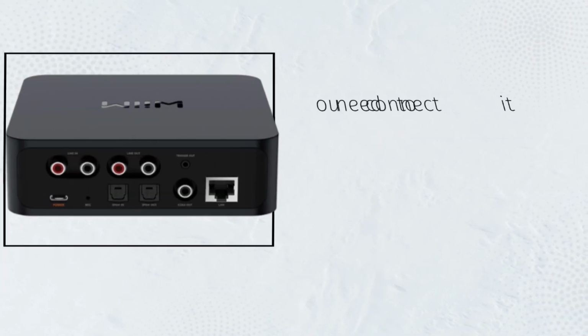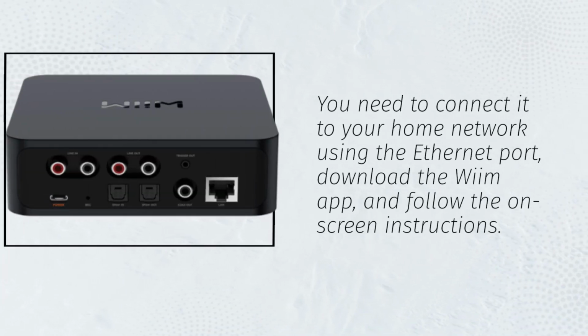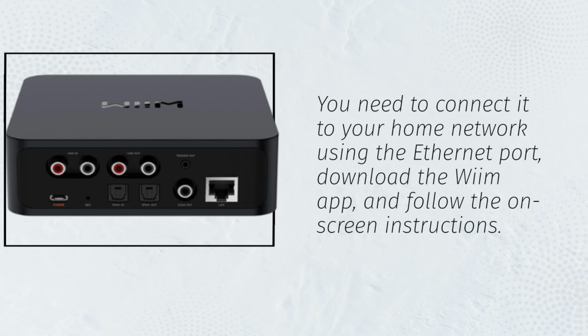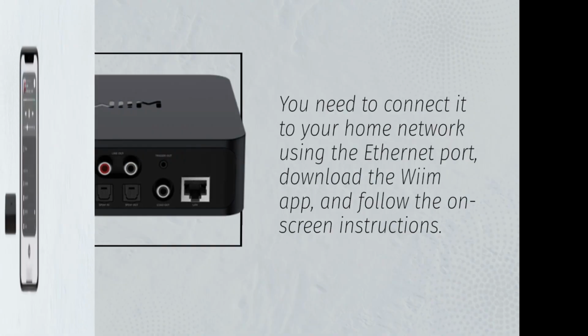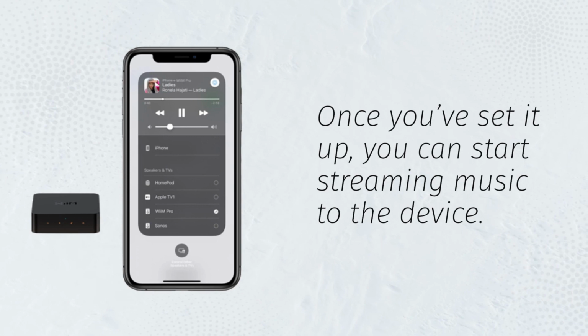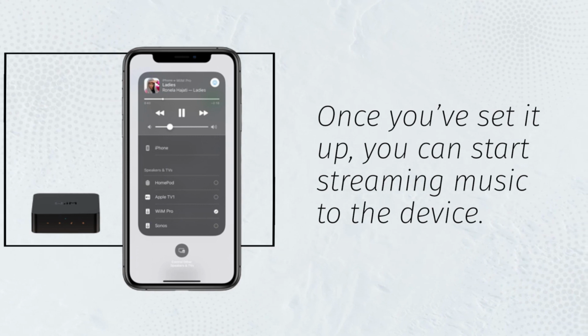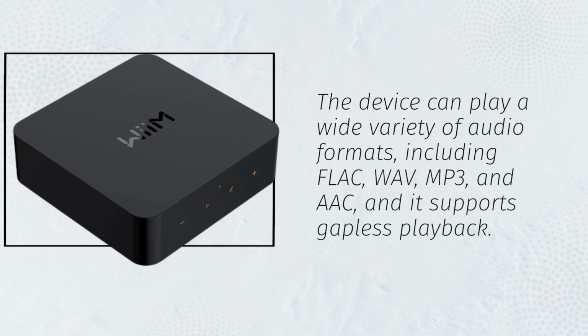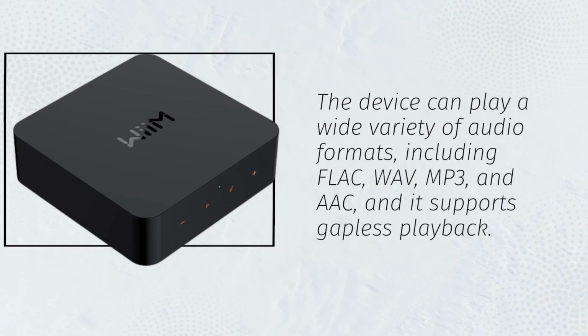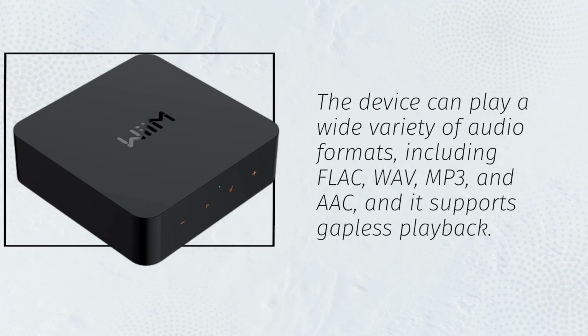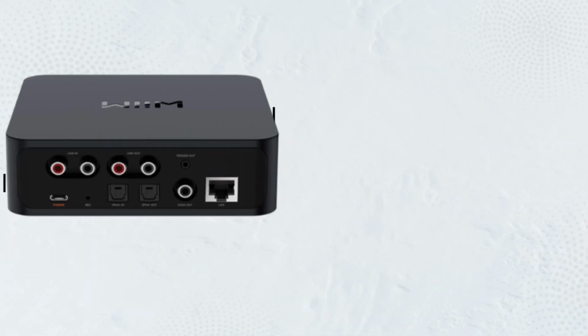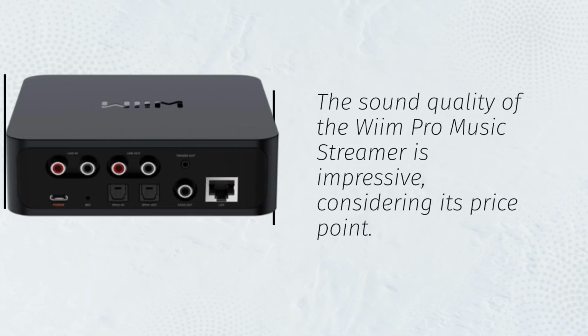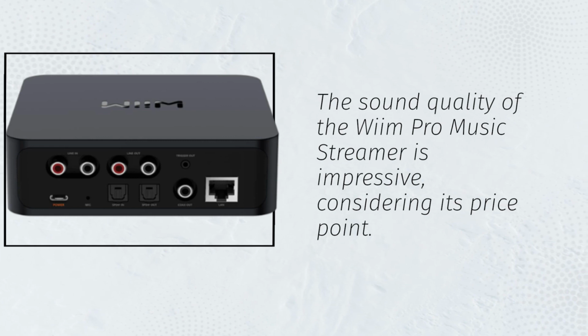You need to connect it to your home network using the Ethernet port, download the WiiM app, and follow the on-screen instructions. Once you've set it up, you can start streaming music to the device. The device can play a wide variety of audio formats, including FLAC, WAV, MP3, and AAC, and it supports gapless playback. The sound quality of the WiiM Pro Music Streamer is impressive, considering its price point.